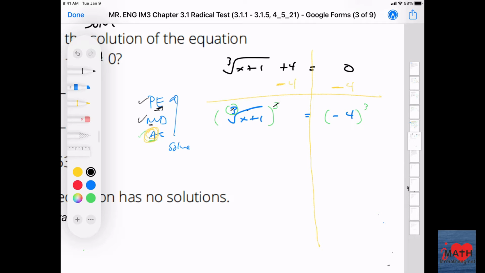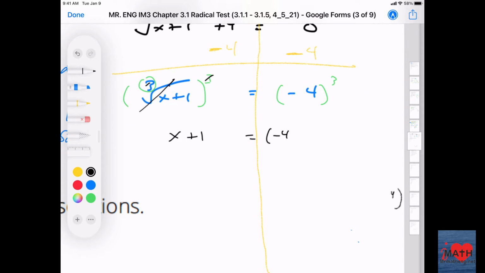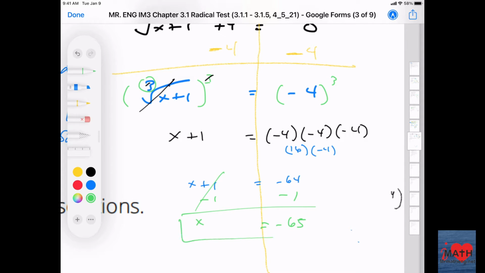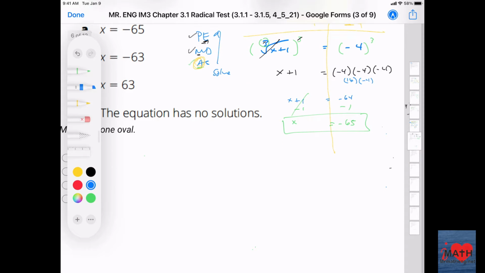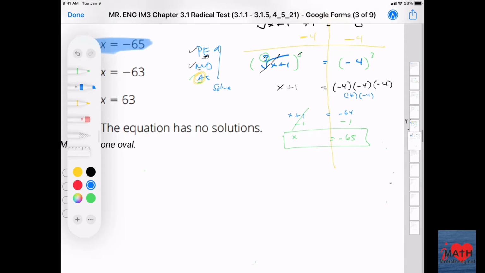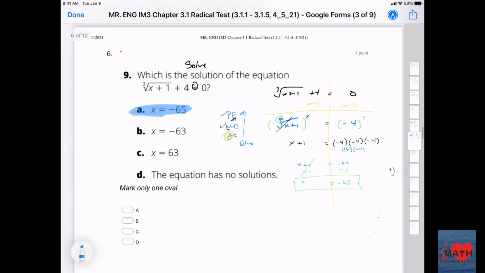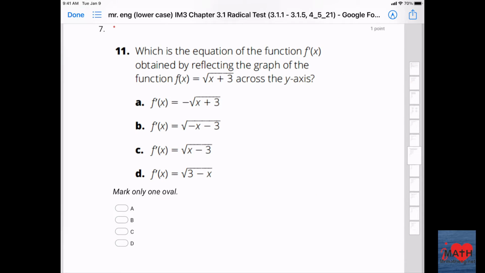So this cancels the radical sign, and you're just left with x plus 1. Over here, this means negative 4 times negative 4 times negative 4. So that's positive 16 times negative 4, so that's going to be negative 64. And if you subtract 1, you will get x equals negative 65, which is choice what? That is choice A. Number 9, the answer is A.